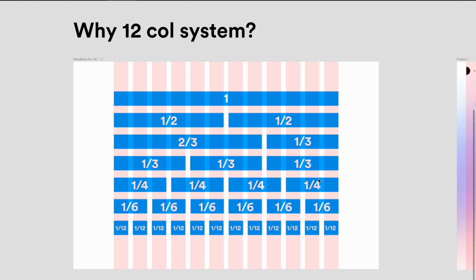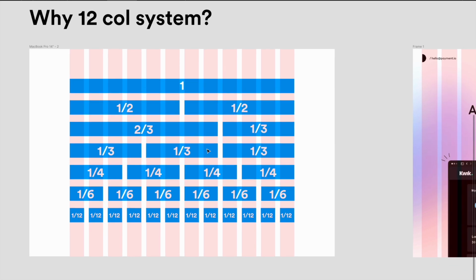This is not possible with any other column system. It's not possible with 13 columns, 14, 15. So that's why the 12 column system is widely used for desktop design, because we can divide it in so many ways. Now you understood you can divide it in so many ways, and what is the implication of this?